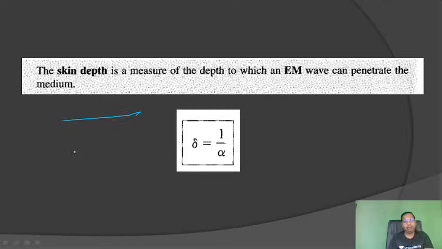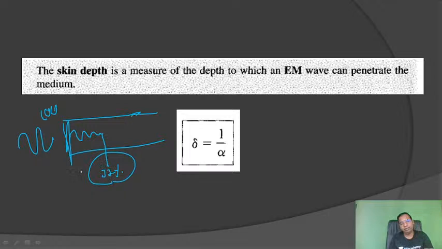And coming to skin depth, if you take some wire and pass an electromagnetic wave through it, at the starting point the wave strength will be 100%. If it keeps going, at some point its strength decreases to 37%, from 100% to 37%. This distance is called the skin depth. And the skin depth can be taken as the reciprocal of the attenuation constant.